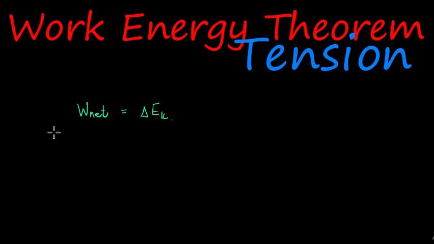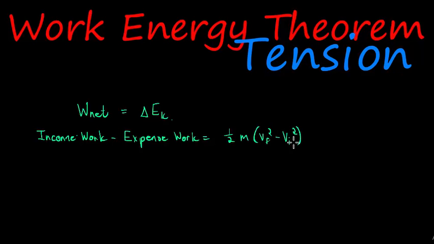And then what you do with the net work is you take all the income work minus expense work, and that should equal your change in kinetic energy, which is a half mass times the change in velocity: future velocity squared minus initial velocity squared. Be very careful not to do future velocity minus initial velocity squared. That's not what it is.